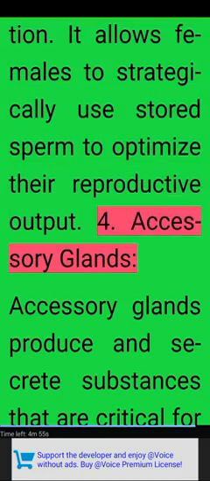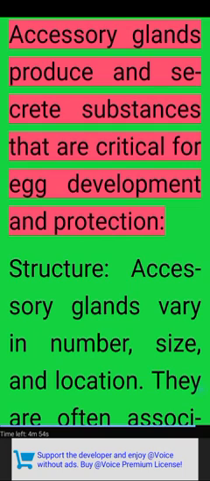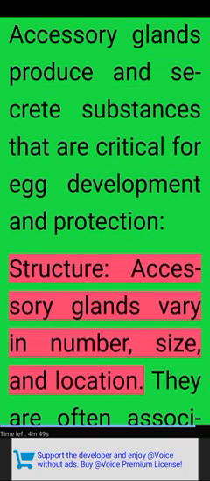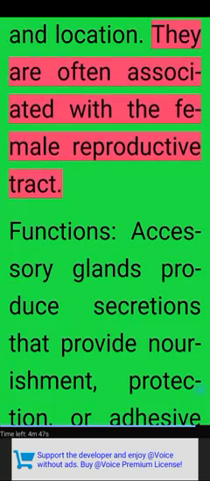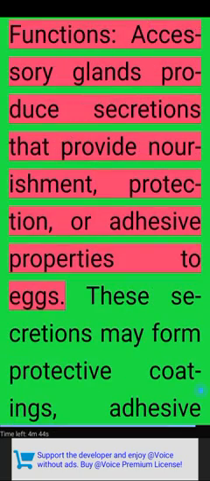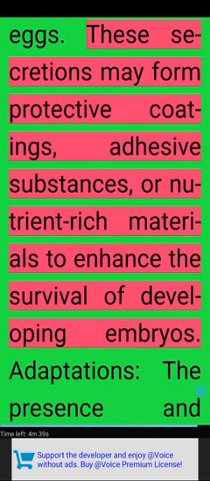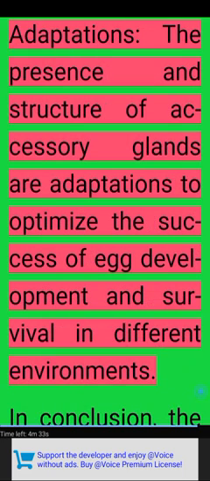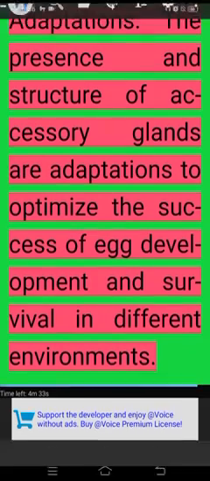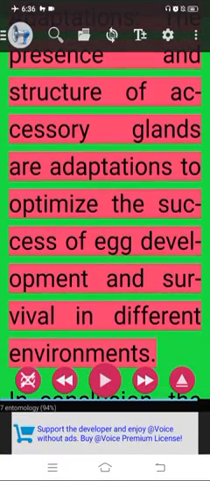4. Accessory glands. Accessory glands produce and secrete substances that are critical for egg development and protection. Structure. Accessory glands vary in number, size, and location. They are often associated with the female reproductive tract. Functions. Accessory glands produce secretions that provide nourishment, protection, or adhesive properties to eggs. These secretions may form protective coatings, adhesive substances, or nutrient-rich materials to enhance the survival of developing embryos. Adaptations. The presence and structure of accessory glands are adaptations to optimize the success of egg development and survival in different environments.